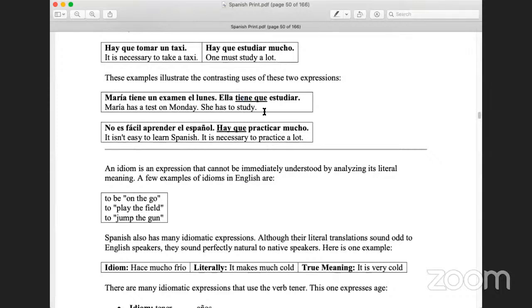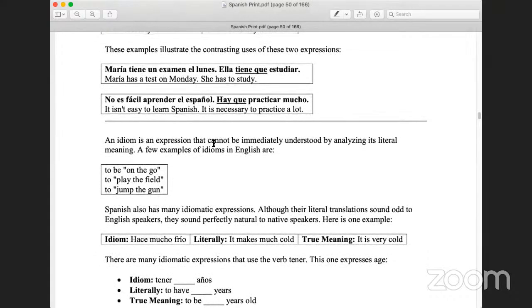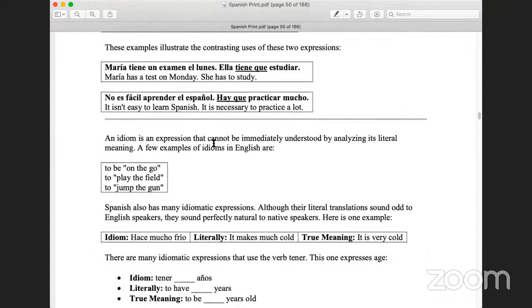Okay, Maria has a test on Monday. She has to study. So, Maria tiene un examen, I don't know how you say that word in Spanish. El lunes, ella tiene que estudiar. So the tiene verb plus que is I have to do something, or one must. You have to do. No es fácil aprender el español. Hay que practicar mucho. It isn't easy to learn Spanish. It is necessary to practice a lot.